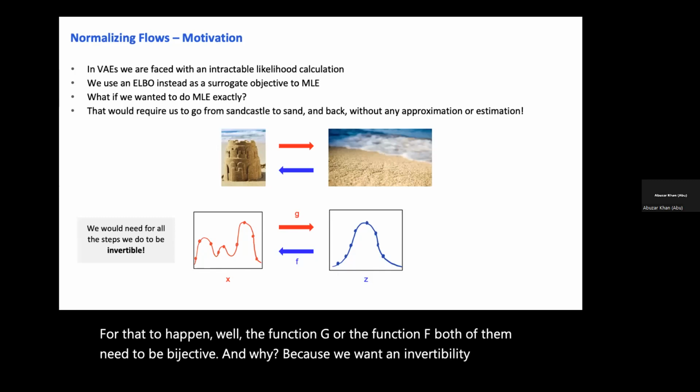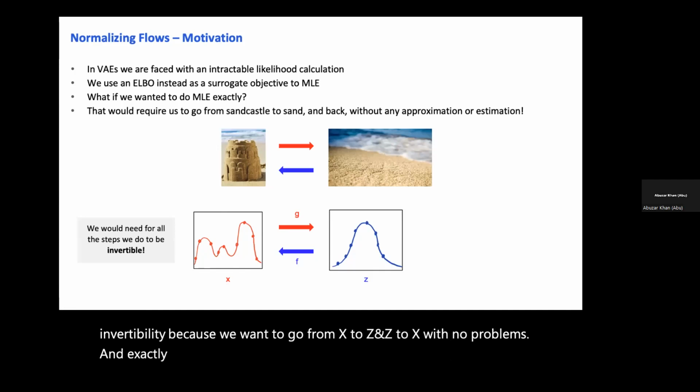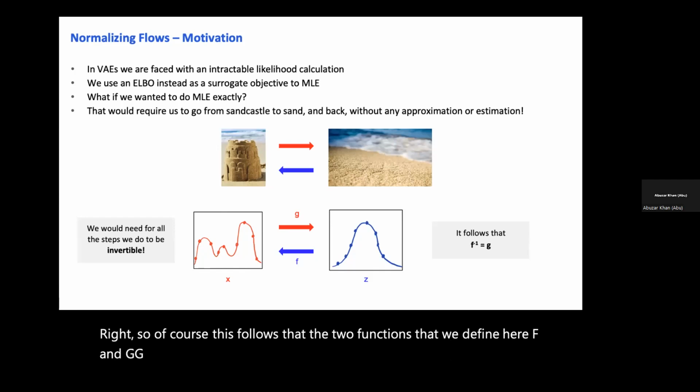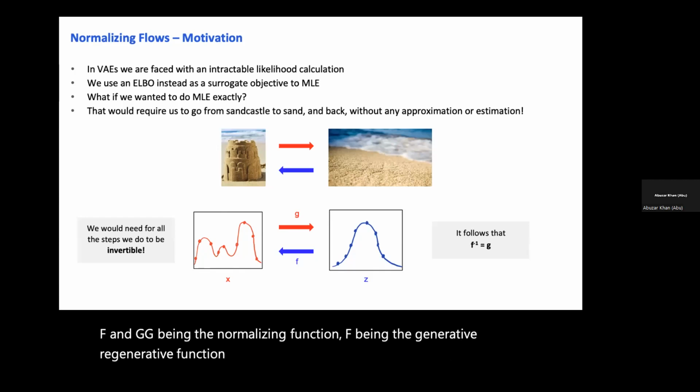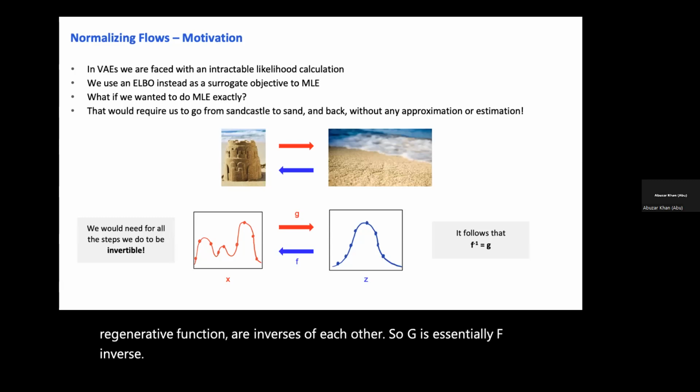We want invertibility because we want to go from X to Z and Z to X with no problems. So of course, it follows that the two functions that we defined here, F and G, G being the normalizing function and F being the regenerative function, are inverses of each other. So G is essentially F inverse, right?